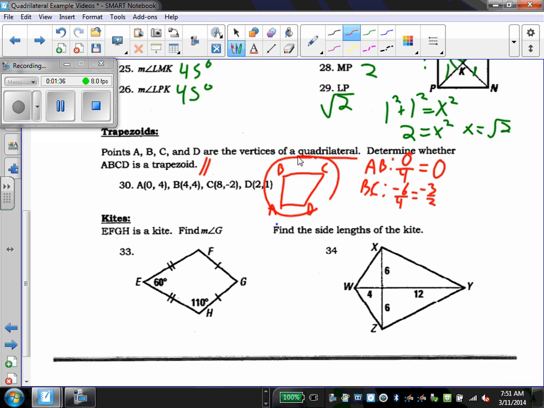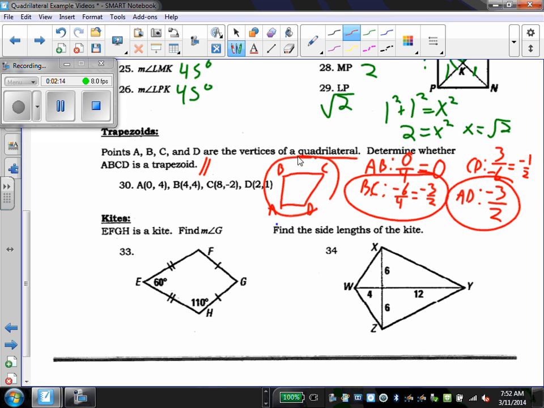Let's move on to CD next. Start with D, go to C. So we have 1 minus negative 2, which is 3, and we have 2 minus 8, which is negative 6. That gives us negative 1 half. And then we have AD. Start with D, go to A. So we have 1 minus 4, which is negative 3, and we have 2 minus 0, which is 2. That's negative 3 halves. So as we can see, AD and BC do have the same slope.